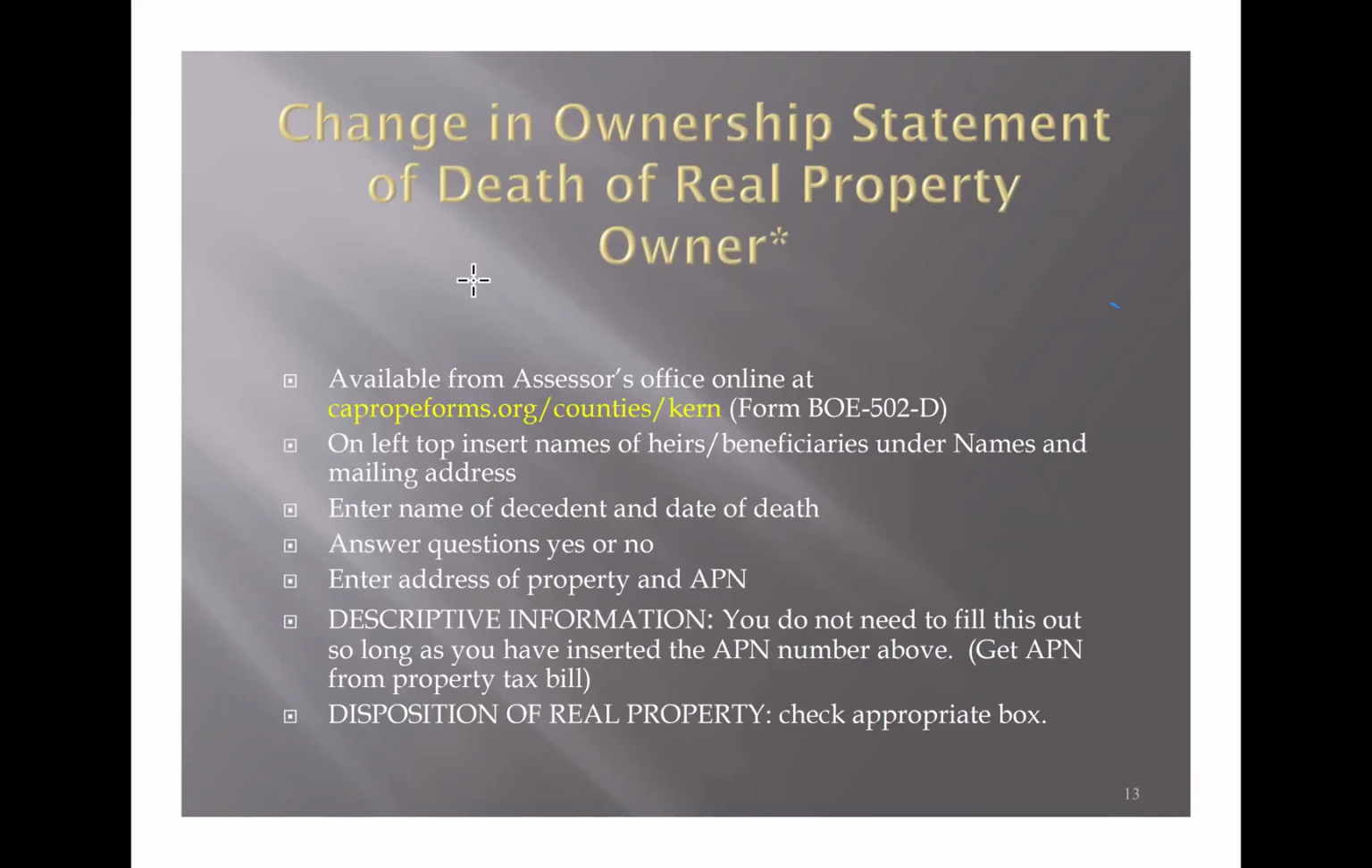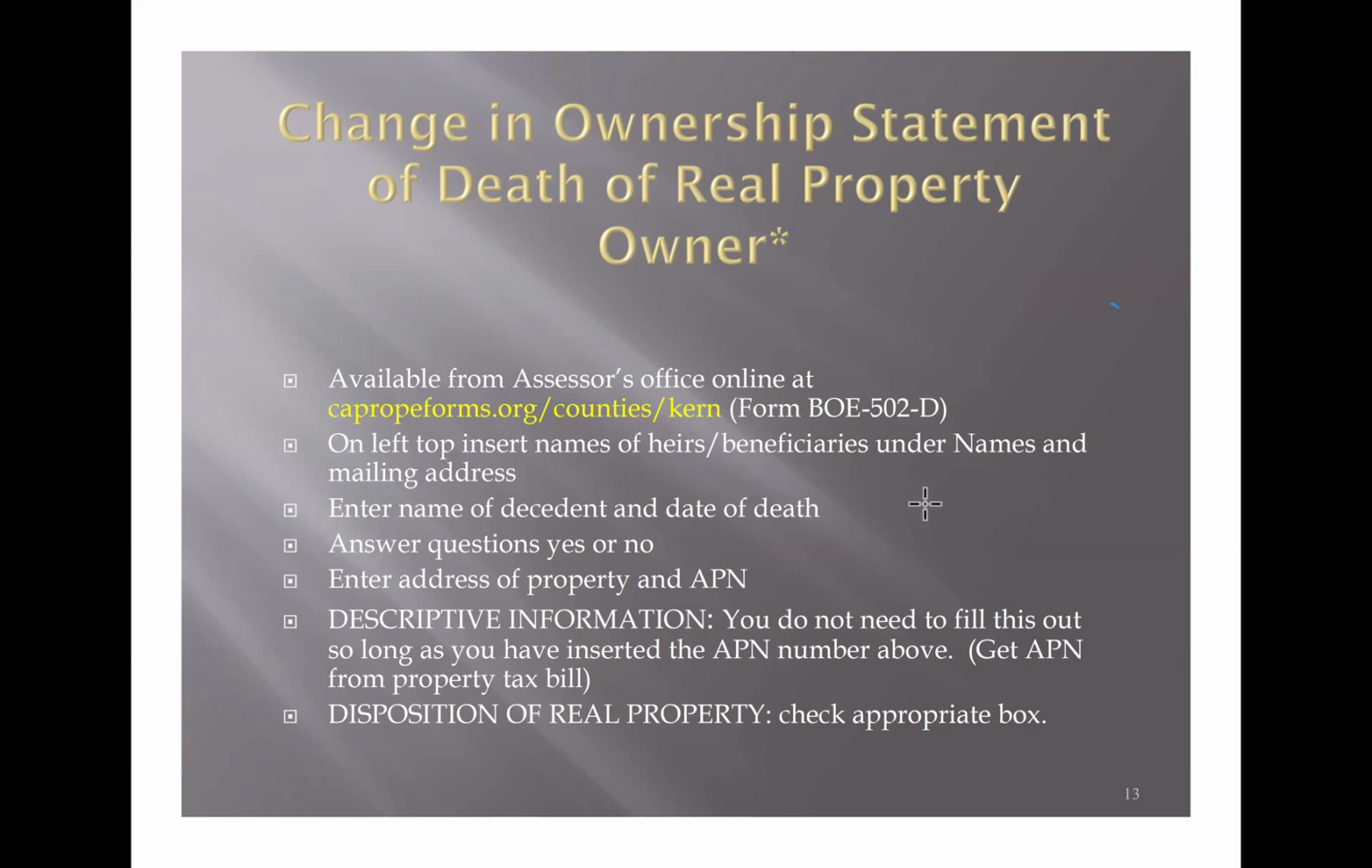Now that change in ownership statement, death of real property owner, it's a BOE 502D form, and you can get it online for Kern County. This is how you would do it. But you can just go to the CA prop forms.org, and they'll have other forms for another county, and you can find the ones for all the counties there.